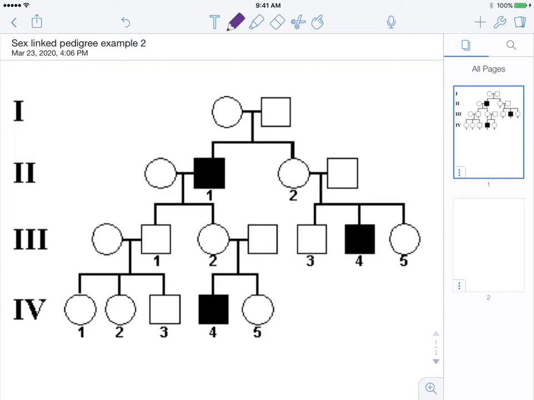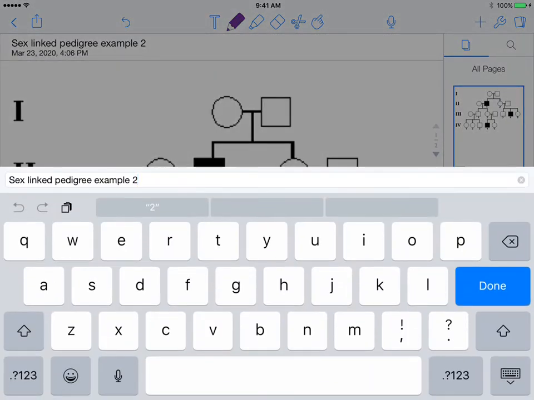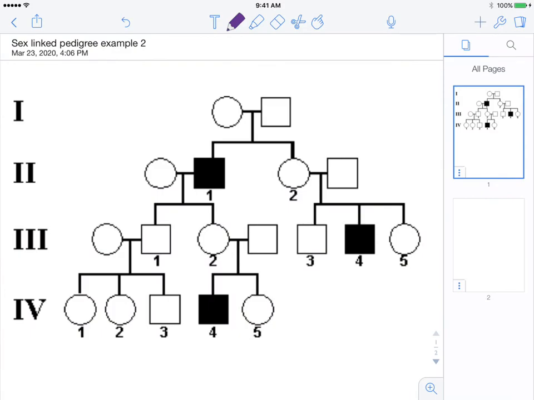So we're going to say that this is the trait of hemophilia. I'll put it right up here. Hemophilia. So if a male is affected, then he will have a genotype of XHY. If he's unaffected, then his genotype will be just plain old XY. So let's go through and fill in the genotypes of our males here.